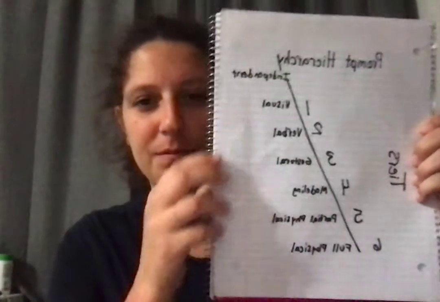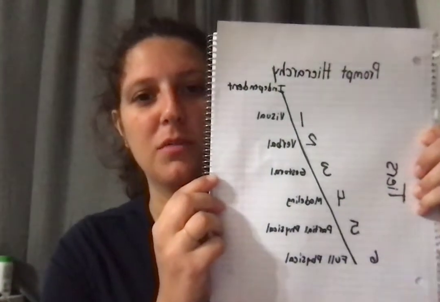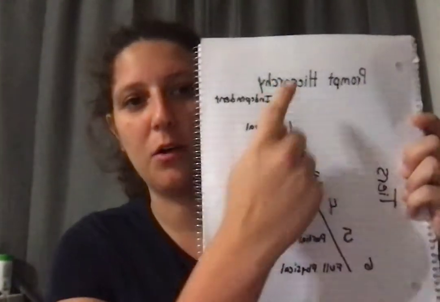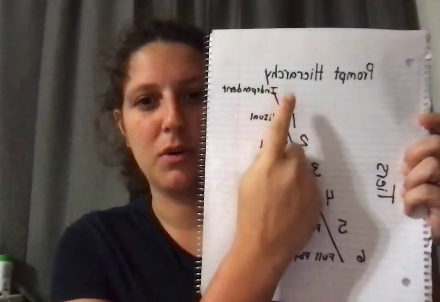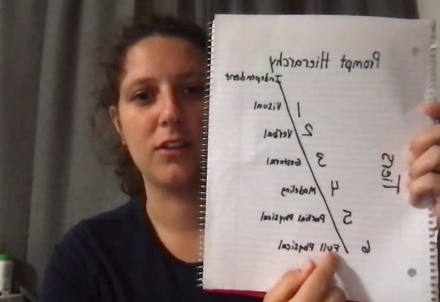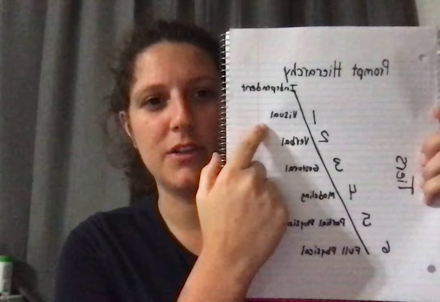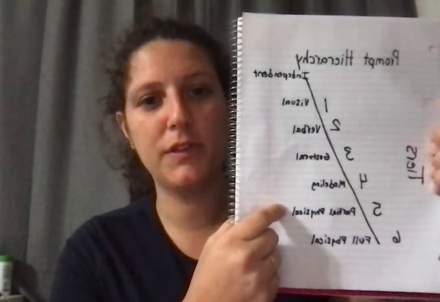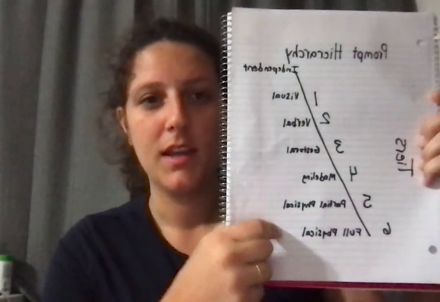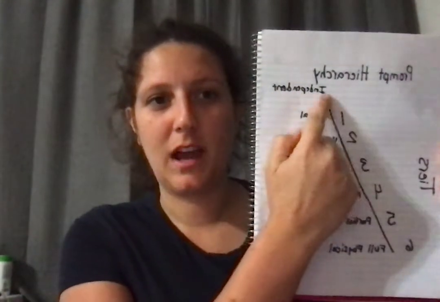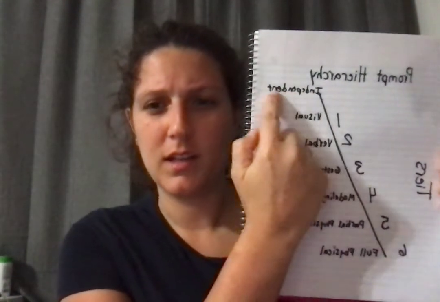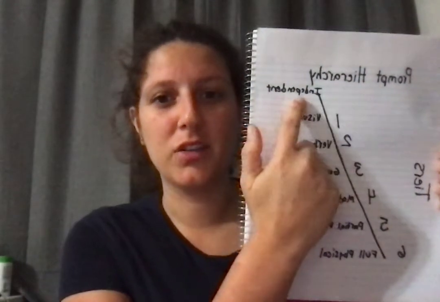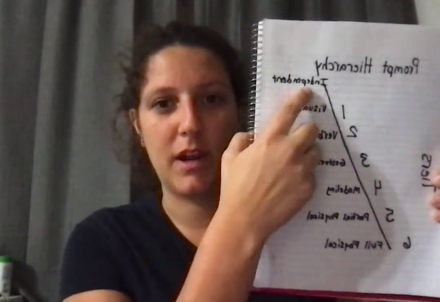There are 6 levels of prompts on the prompt hierarchy. The levels are sequenced from the least amount of help to the most amount of help. These are as follows: independent, visual, verbal, gestural, modeling, partial physical, and full physical. The independent at the very top requires no prompting, so this would be right here.